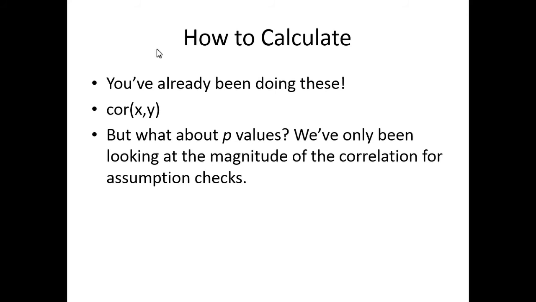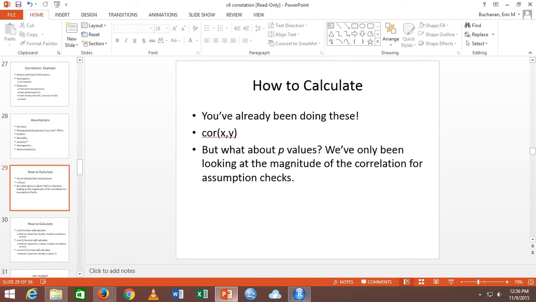So how do I do this? You've actually already been doing it as part of data screening. I'm just going to add more to it now. So one function is cor, x comma y. But you'll notice that cor does not give you p-values. So everything we've done so far is just looking at the magnitude of the correlation. Is it over 0.9 or is it not? If it's over 0.9, I have to worry. If it's not, whatever. We haven't really gotten into whether it's significant.